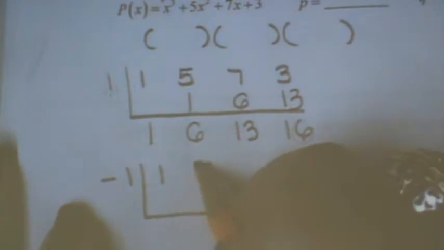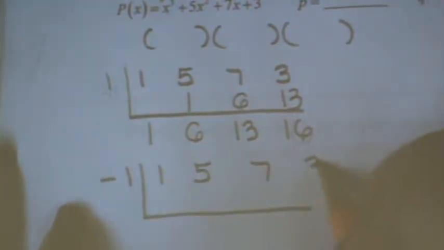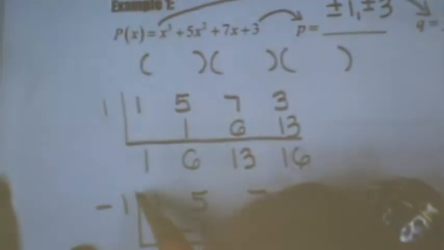You get 1, 5, 7, and 3. Bring down the 1, multiply, add, multiply, add. Oh, look what happened. We got our first 0, which is big, because now we can break this down one degree smaller than what we started with. So if this works, how would you write this in factored form? x plus 1. Remember that?